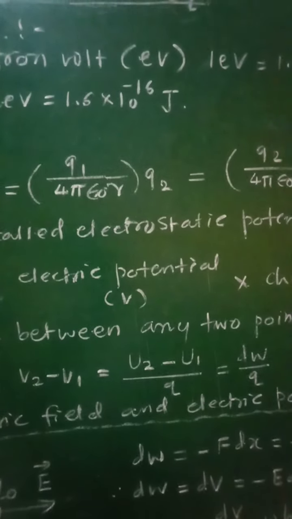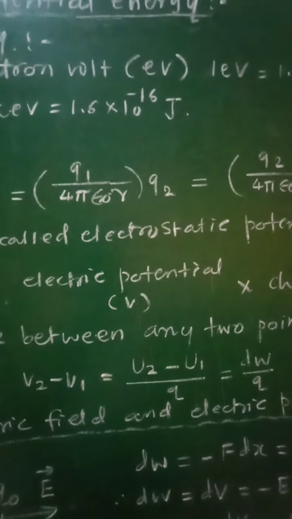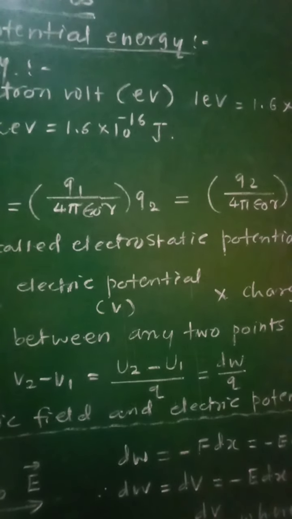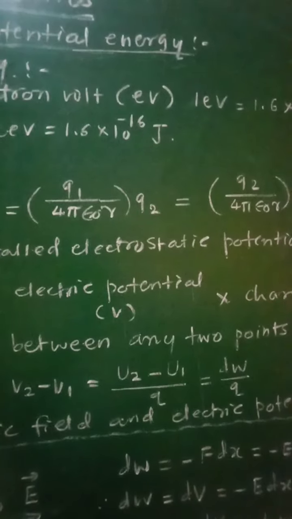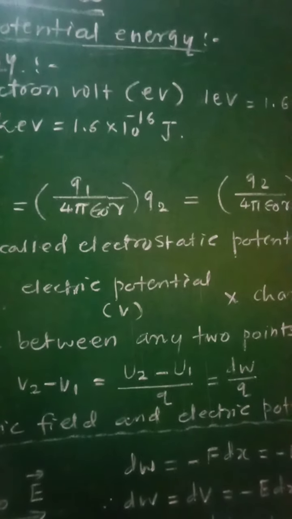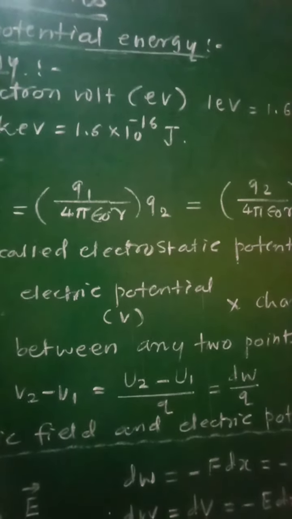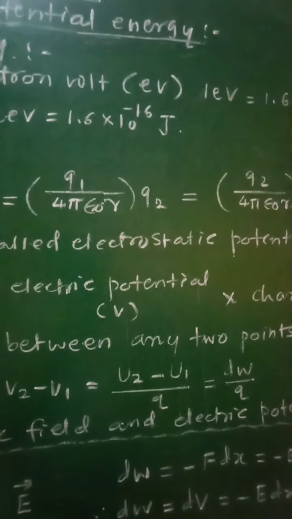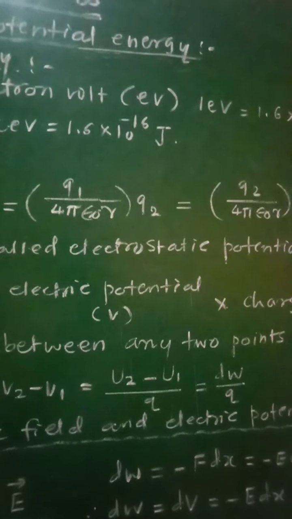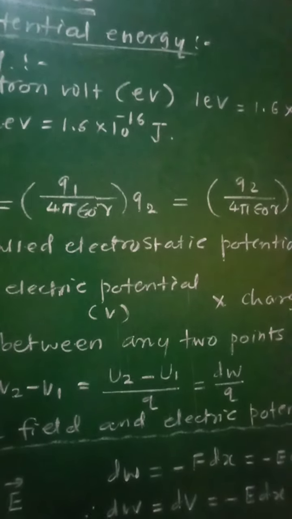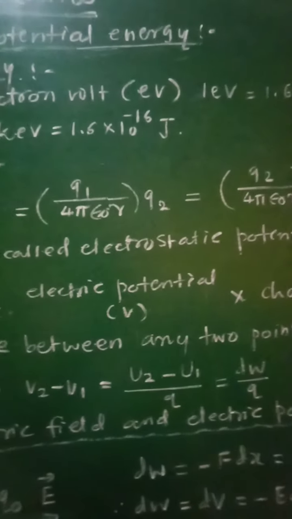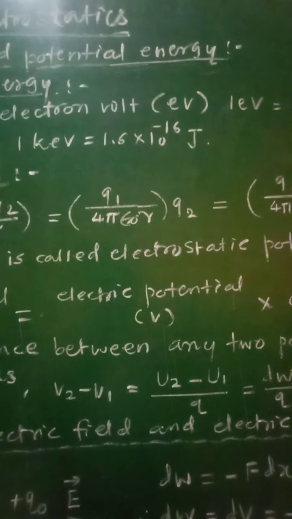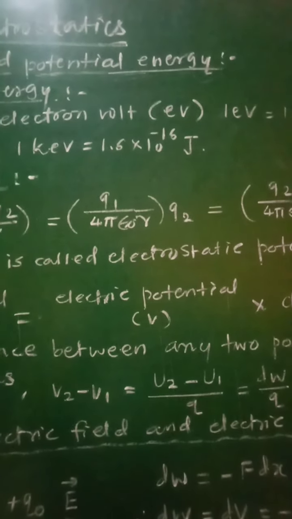Now this unit, the electron volt, can be defined as the change in kinetic energy of an electron while crossing 2 points maintained at a potential difference of 1 volt. So electron volt is the energy, or the change in kinetic energy of the electron while crossing 2 points maintained at a potential difference of 1 volt.